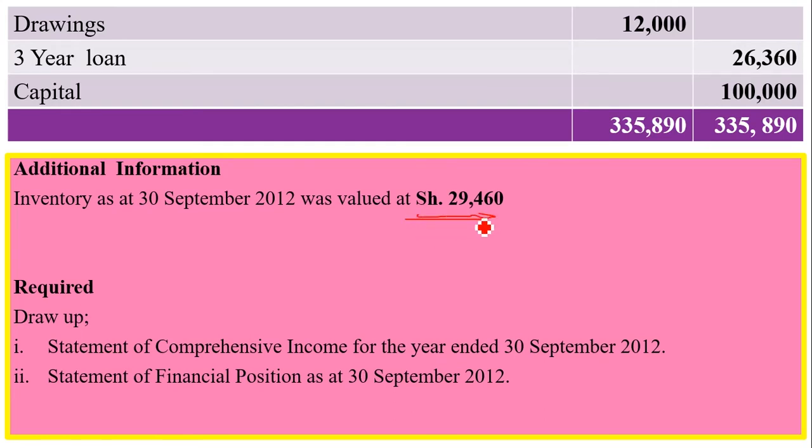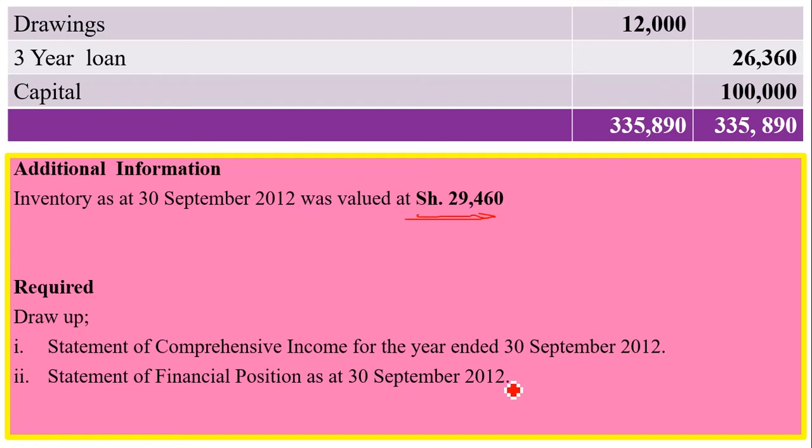We need to identify what that figure is. Required: draw up a statement of comprehensive income for the year ended 30th September 2012 and a statement of financial position as at 30th September 2012. As you can see, even the question arranges them like that. An income statement comes before a statement of financial position. Why? Because the resulting figure in the income statement is what will be transferred to the statement of financial position.